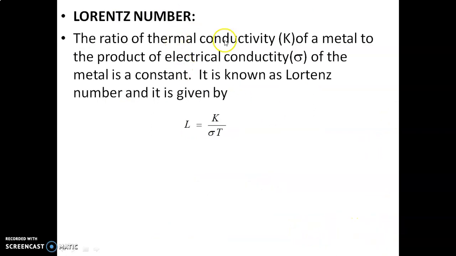Next one, Lorentz number. This is a two mark question. It states that the ratio of thermal conductivity of a metal to the product of electrical conductivity and temperature of the system is a constant. It is known as the Lorentz number. This is a two mark question.